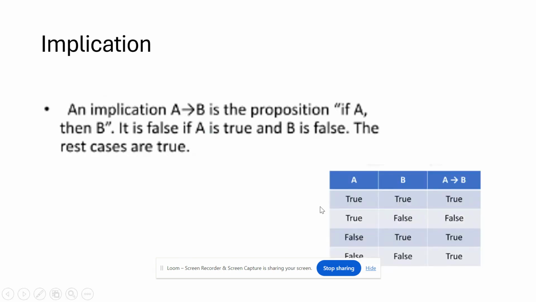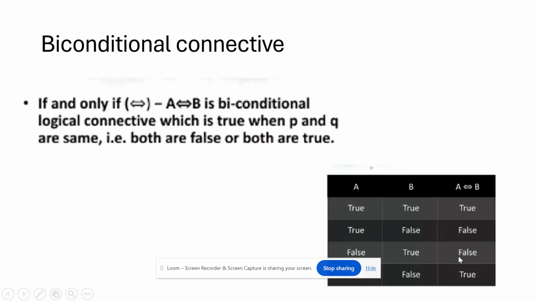Next is implication. Implication is the proposition if A then B. It is false if A is true and B is false. The rest of the cases are true. In the truth table, if A is true and B is false, then it is false. Otherwise, in the rest of the cases, the value of A implies B is true.